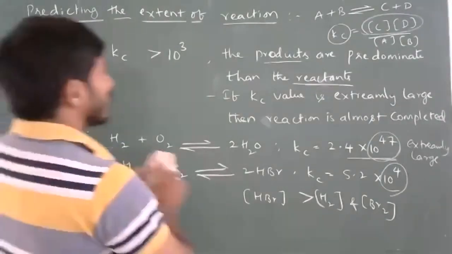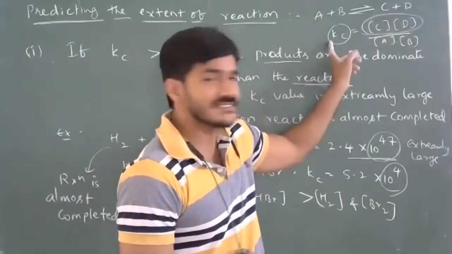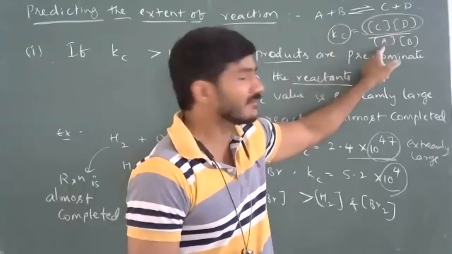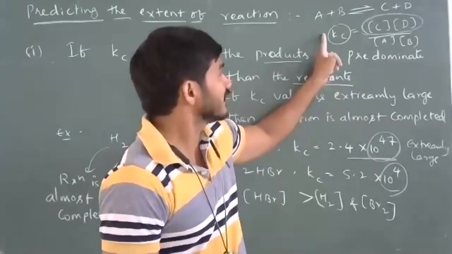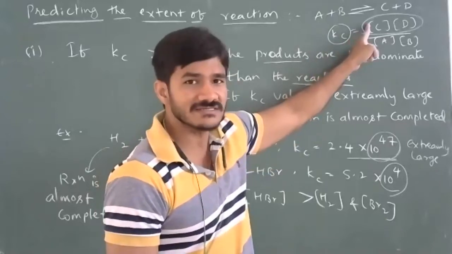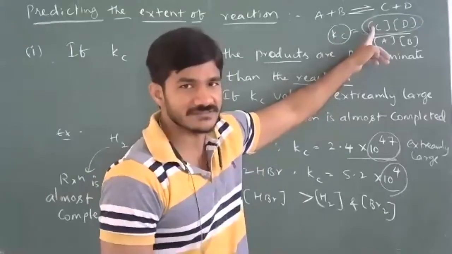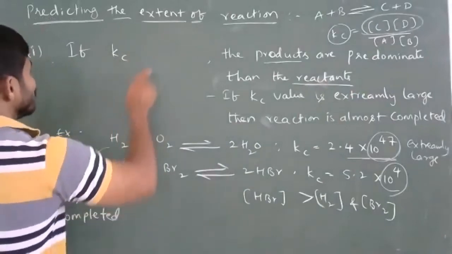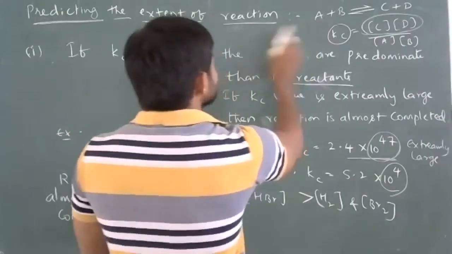Okay, so next point. I told you Kc is directly proportional to product concentration. When Kc value is more, products are more. If Kc value is more, products are more, then what about reactants? Reactants are less. So I'll write the reverse point now. If Kc value is less, products are less, but reactant concentration is more. So I write that point: if Kc value is less than 10 power minus 3, then reactants are predominant.